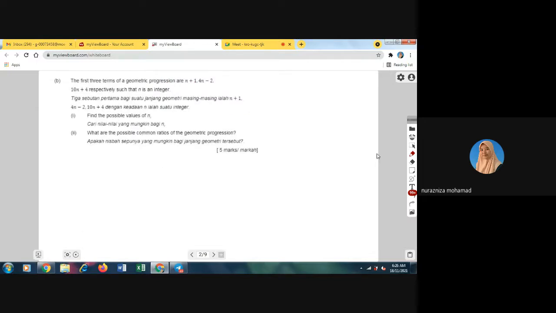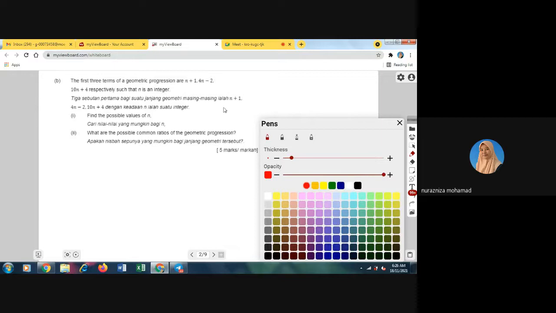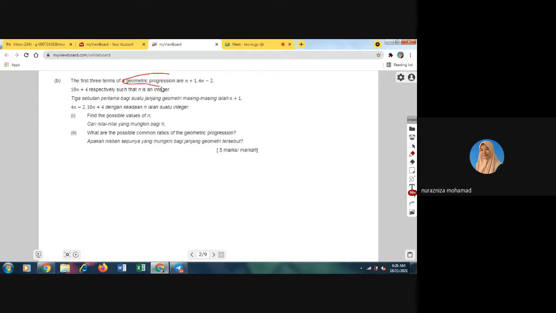For b, the first three terms of a geometric progression. Now remember that the strength of geometric progression is it has the common ratio. Common ratio is T2 over T1, that is equal to T3 over T2 and so on. The first three terms of a GP are given by n plus 1, this is the first term, 4n minus 2, this is the second term, and 10n plus 4 is the third term. Part 1: find the possible values of n.